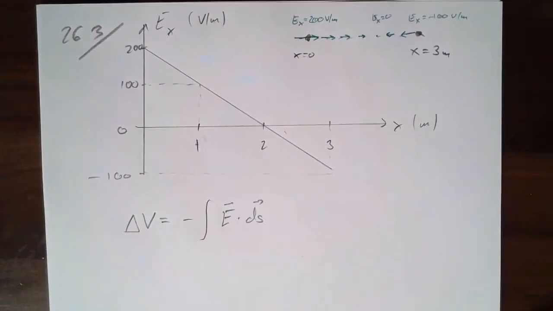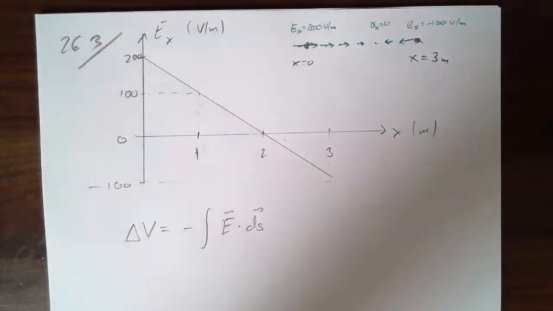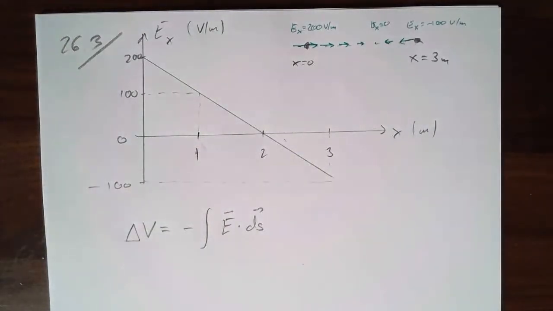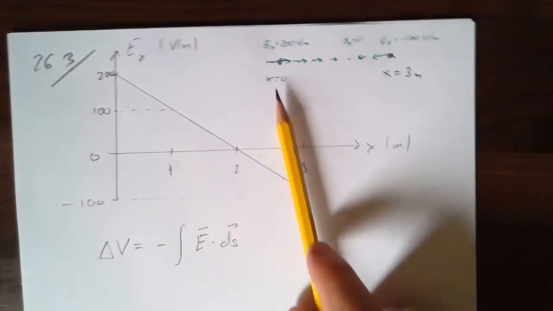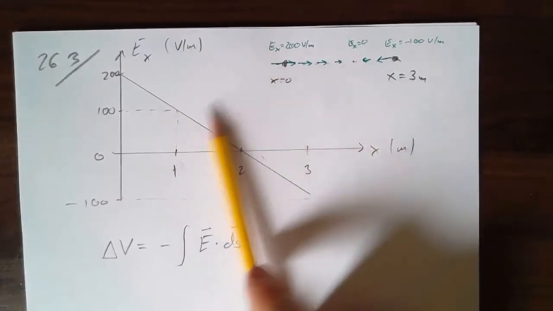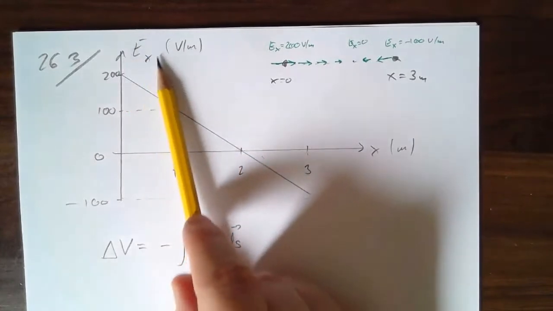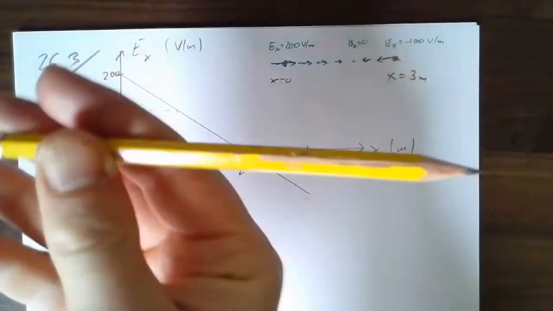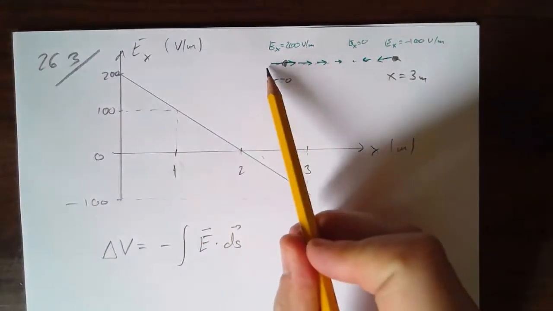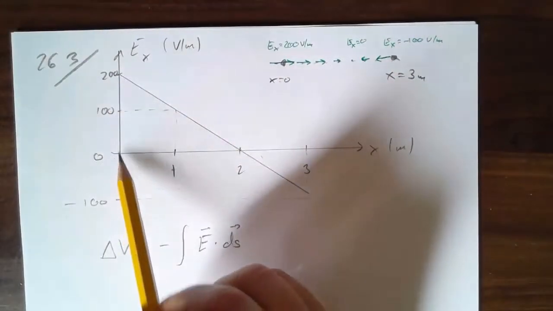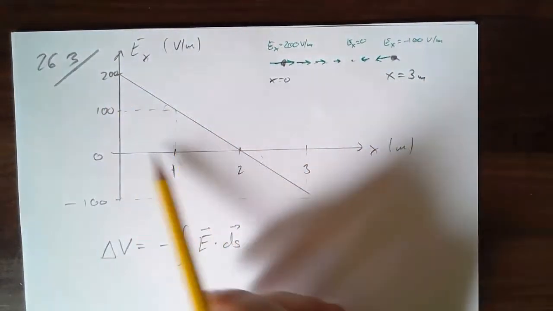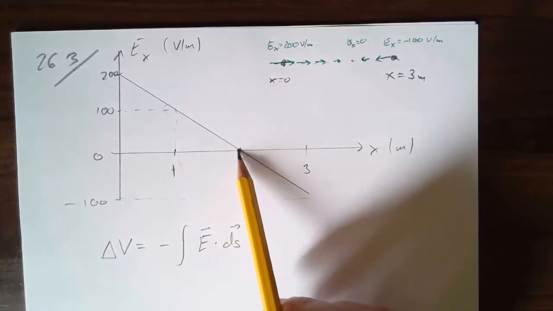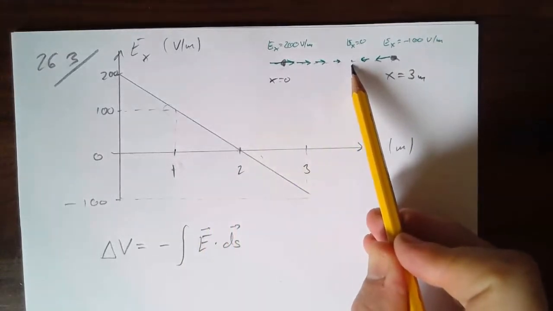This is number 3. You're given a graph, and the graph shows you the electric field as a function of position. Specifically, it shows you the x component of the electric field. So you get this graph. Here I try to sketch what that looks like, right? The x-axis is this way, then it is this sort of sideways component. And at x equals 0, the field is strong, it's 200 volts per meter. At x equals 1, it's down to 100. At x equals 2, it's 0, there's no field here.